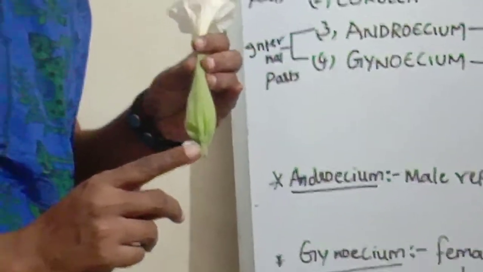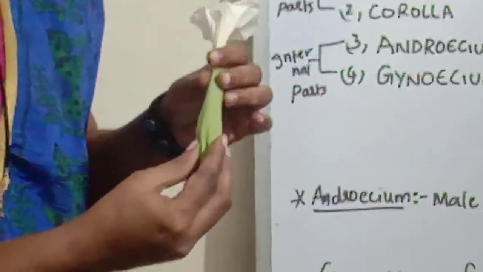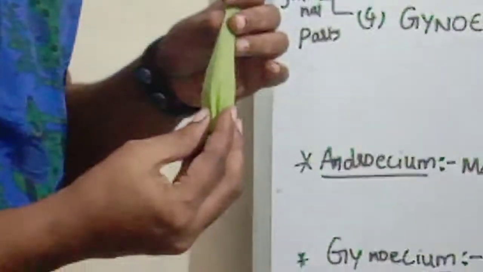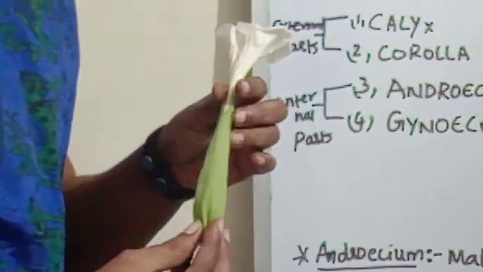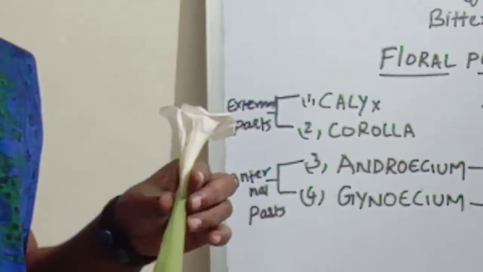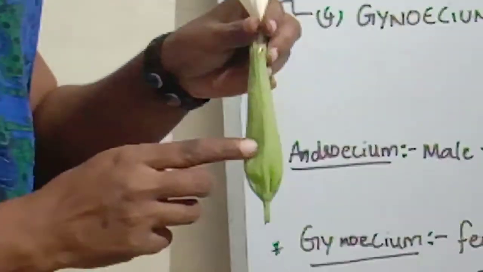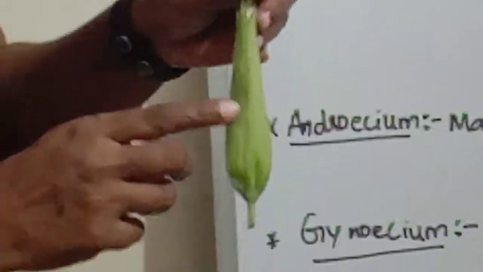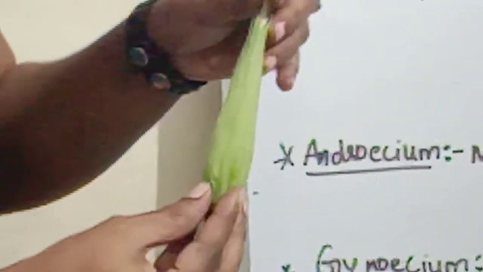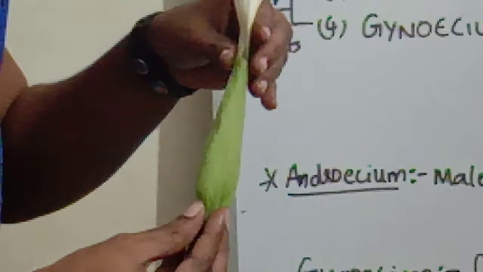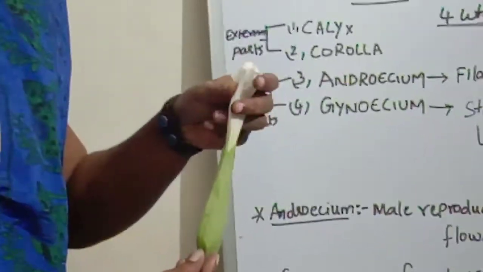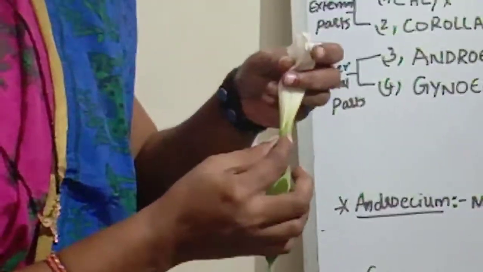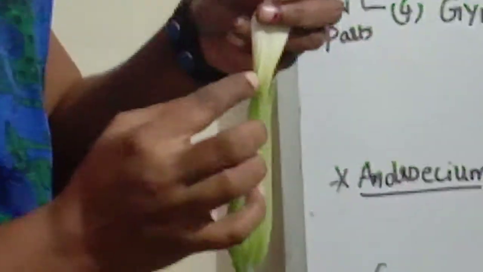This one is the stalk and this bulged portion of the flower is called the thalamus. Thalamus is the portion where the floral parts are seated. This green colored tube-like structure is called the calyx. Calyx protects the internal parts of the flower, and it also protects the flower during the young stage, that is, in the bud stage. And the edges of this calyx are called sepals. These green colored edges are called sepals.